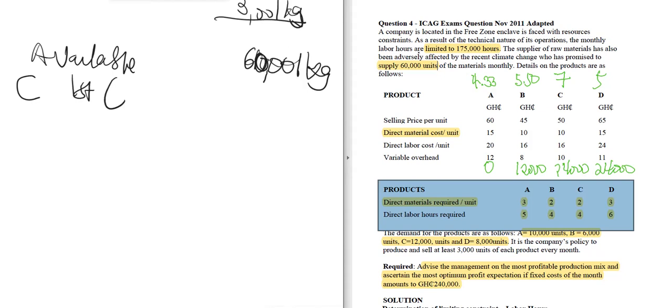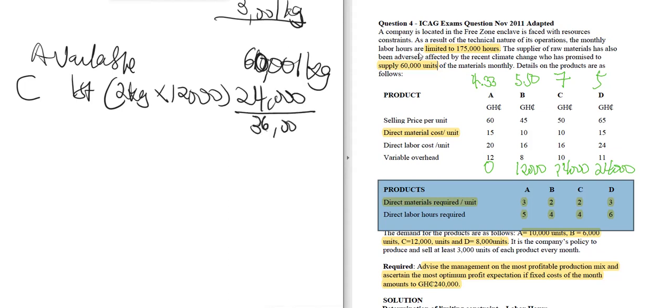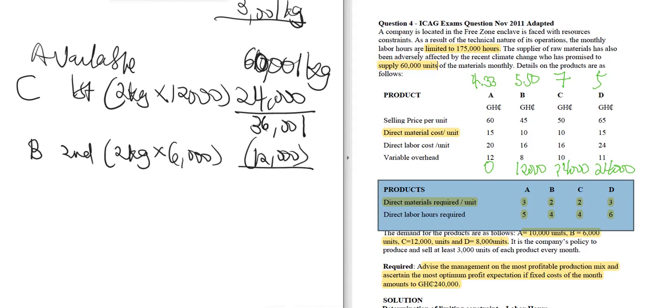We needed 2 kg for C and we're producing 12,000 units. So we needed 24,000 also. So that means that we were left with 36,001 kg. When we come to the next in ranking, which was B second, we needed also 2 kg, but we were producing 6,000. So we take out 12,000. You see, you will still be left with what?